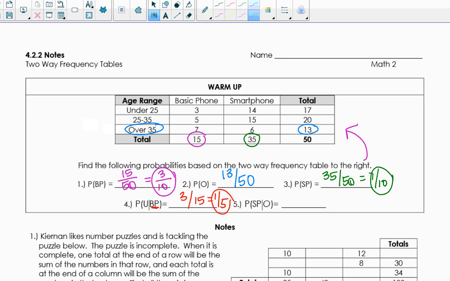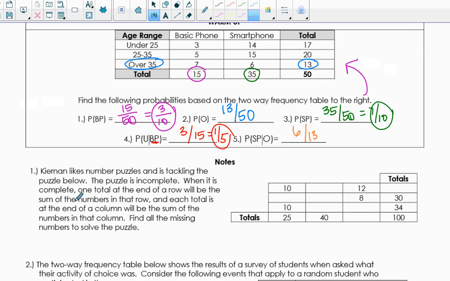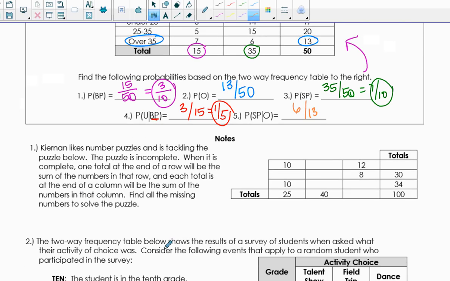And then last but not least, the probability of a smartphone if you're over 35. So the number of people over 35 is 13. Out of those 13, how many have a smartphone? And that is 6. Okay. So remember, when you're dealing with conditional probability, what you're doing is you're really slimming down that sample space and not looking at the data in general as a whole, but just a piece of the data and then taking probability from that.